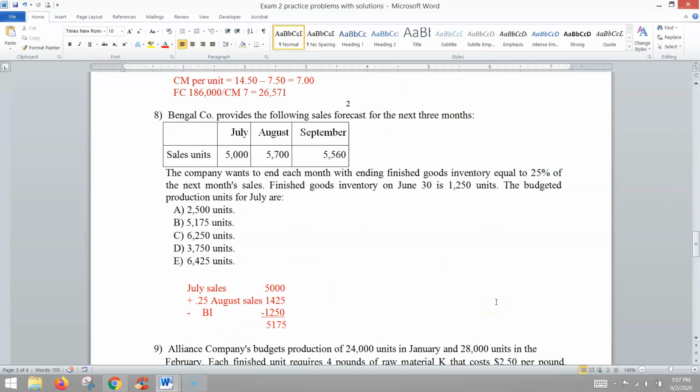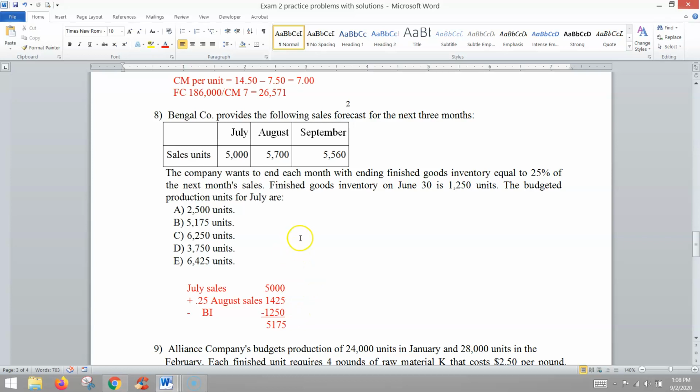On number 8, Bingle Company provides the following sales forecast for the next 3 months. So we're given sales for July, August, and September. The company wants to end each month with ending finished goods inventory equal to 25% of the next month's sales. Finished goods inventory on June 30th is 1,250. The budgeted production units for July are. To calculate production, it's basically going to be what you plan to sell plus your desired ending inventory minus your beginning inventory.